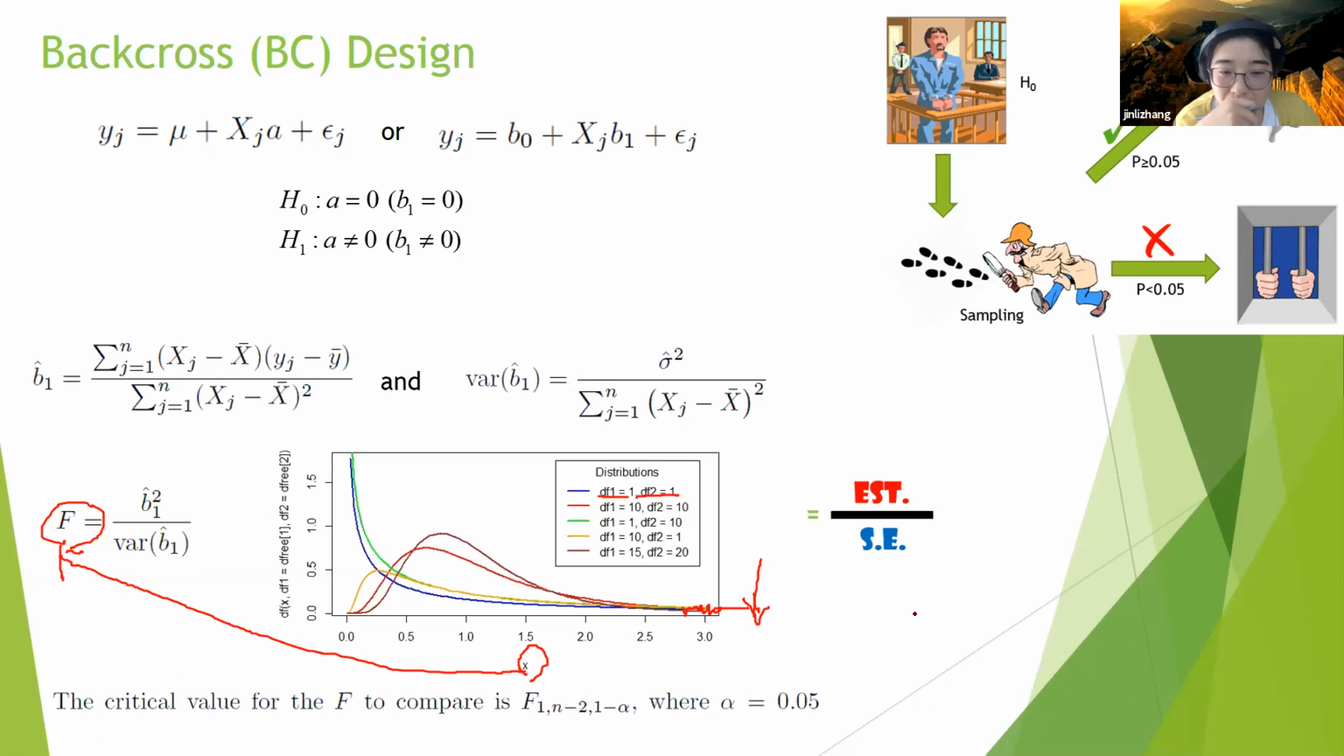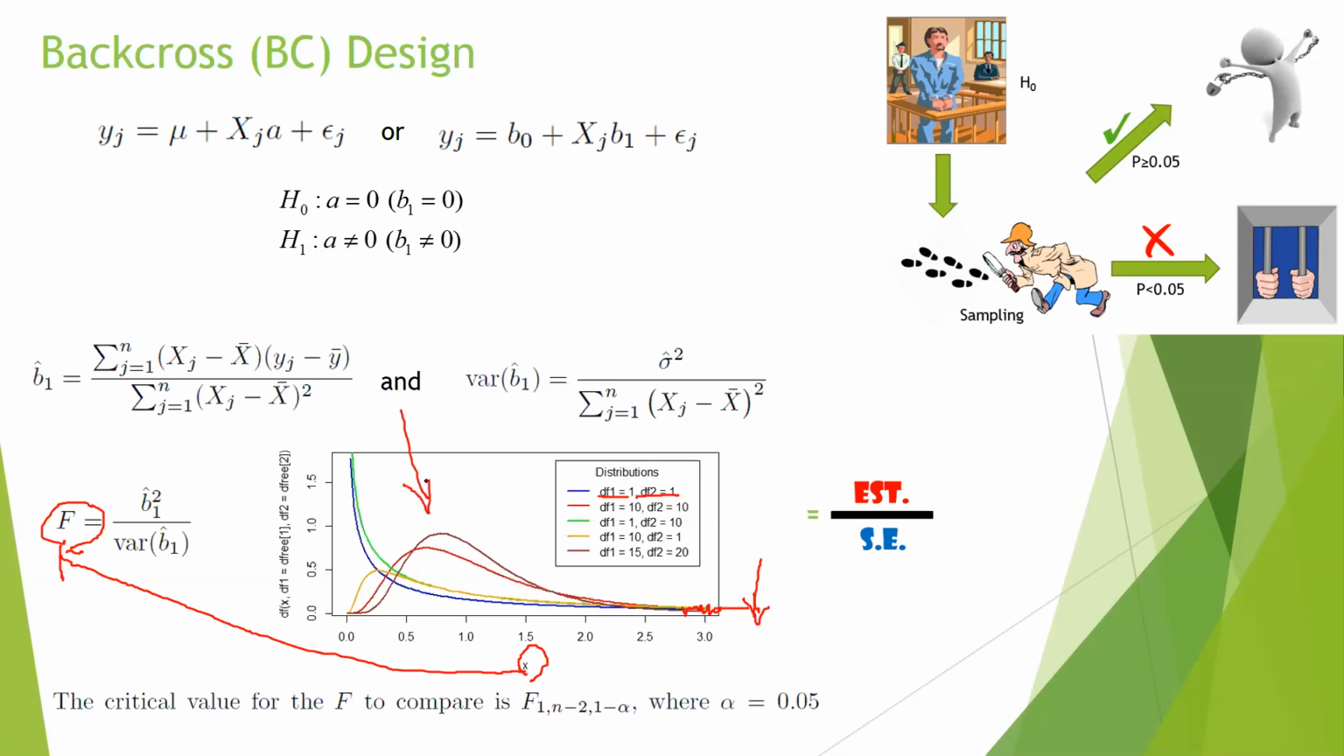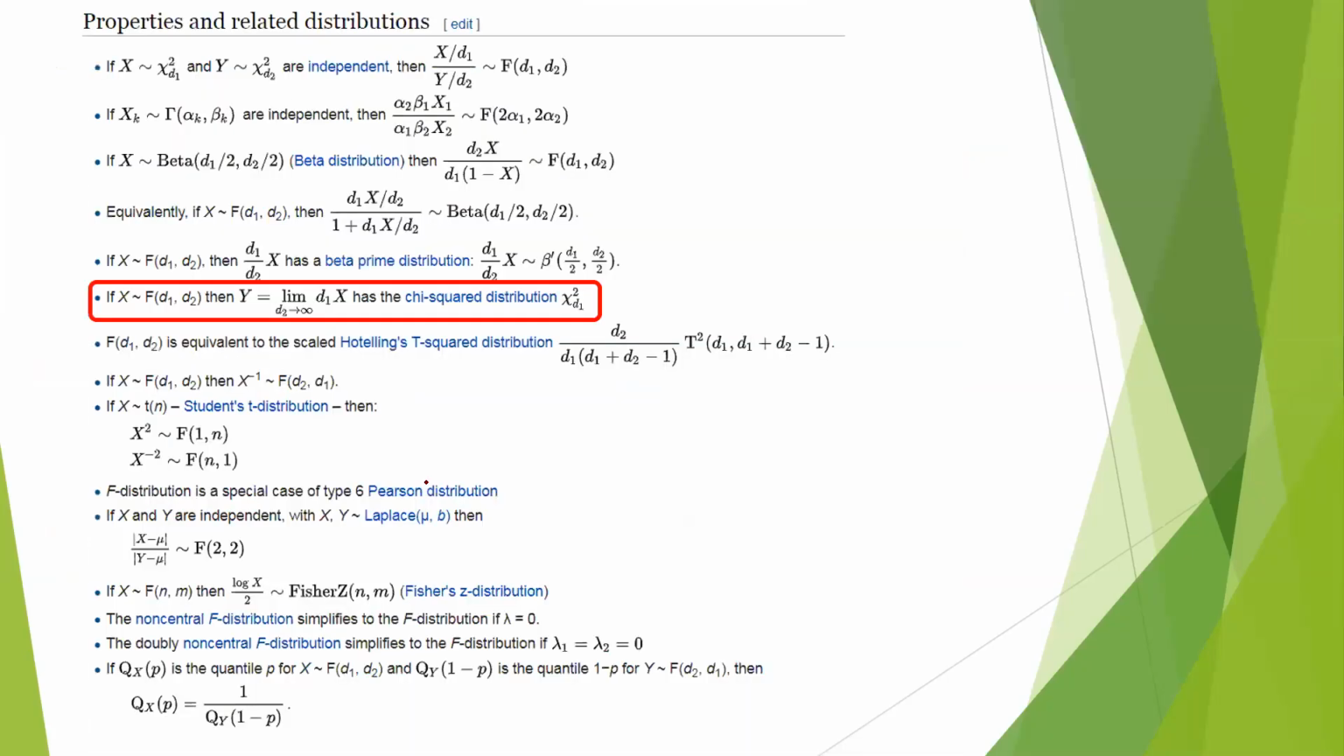Yes, go ahead. So for DF1, DF2, why are there 2 DFs? Oh yeah, degrees of freedom. So this is general. Maybe I can show you this slide. This slide shows the relationship between different distributions, like how you can relate the F distribution with the chi-square distribution or other distributions.